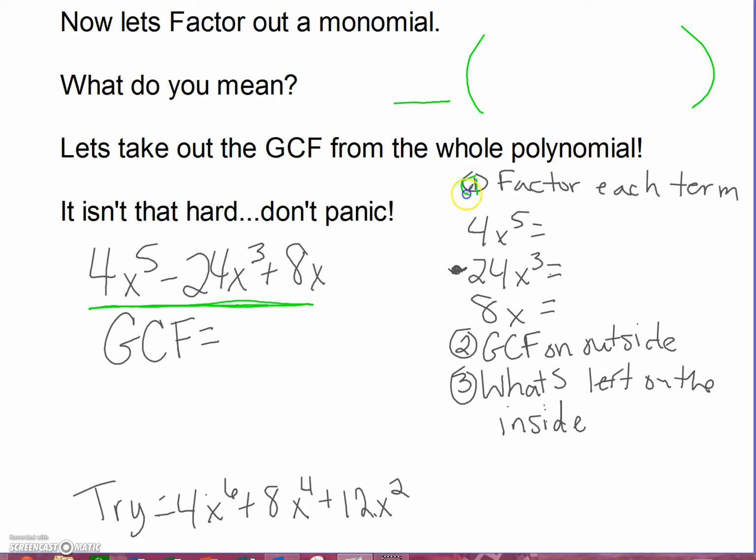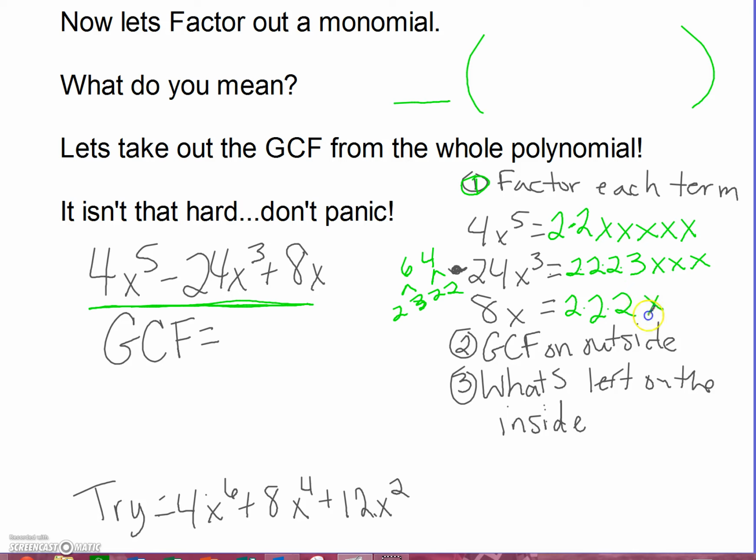So I've written you some steps already. First thing, we're going to factor out each term, just like we did just before, okay? So what do I do? All right, 2 times 2 is my factorization for 4. Then we have x, x, x, x, x. Okay, 24. We can go down to 6 times 4, which is 2 times 3, and then 2 times 2. Okay, so you got 2 times 2 times 2 times 3. And then we have 3 x's, x, x, x. All right, what about 8? So that we know that's 2 times 2 times 2, and then just 1 x.